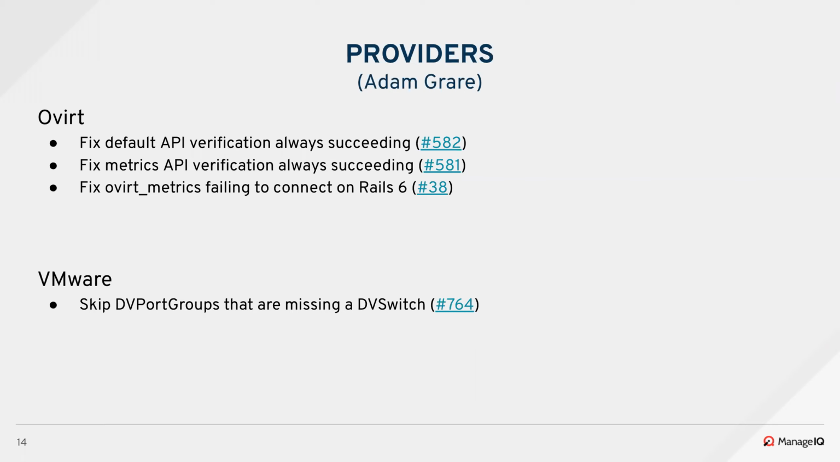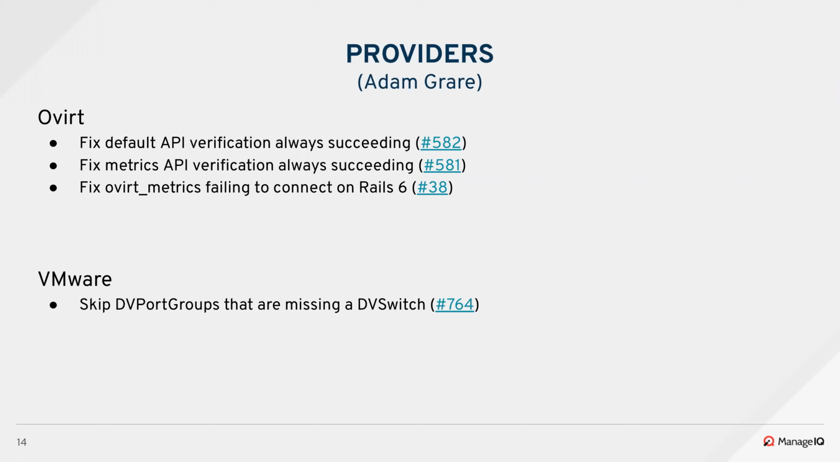We also found that the Overt metrics gem had some overrides for some core Rails methods that were different on Rails 6, so Overt metrics was failing to connect now that we've upgraded to Rails 6. We also fixed that up in the Overt metrics gem.